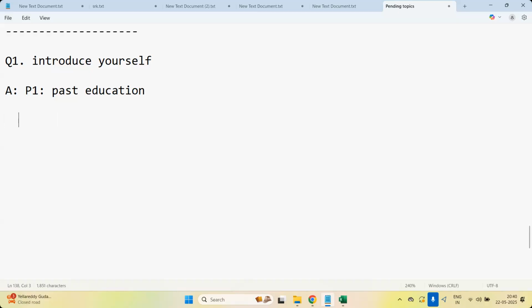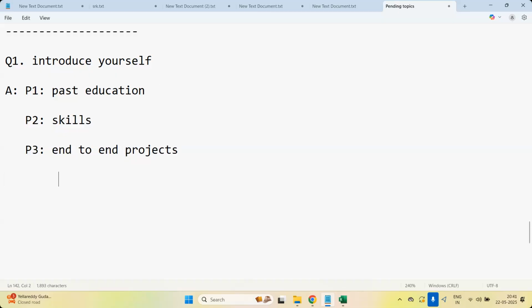Second one is the skills. What are the skills you have now? You are going to introduce your skills. Sir, I'm good in these skills, in these areas. This is my expertise. This is your point number 2. Using my data analyst skills, I have developed multiple projects. Multiple end-to-end projects I have developed. We are going to highlight end-to-end projects. This is going to be our point 3.